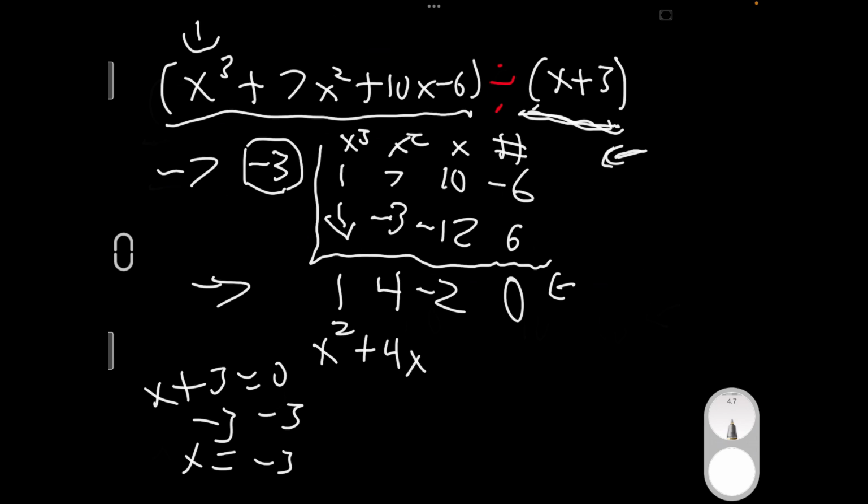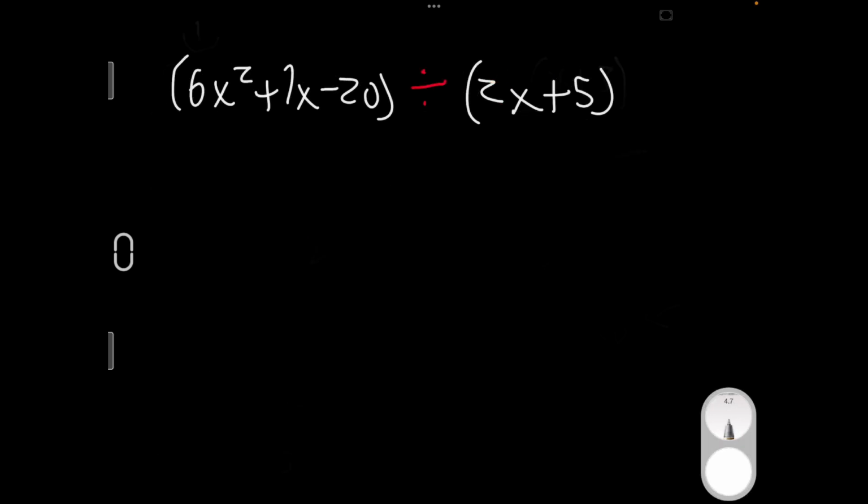And the last number is going to be the coefficient of no x, nothing. So it'll just be -2. And the 0 we'll need to write down. So the final answer for this equation is x squared plus 4x minus 2.